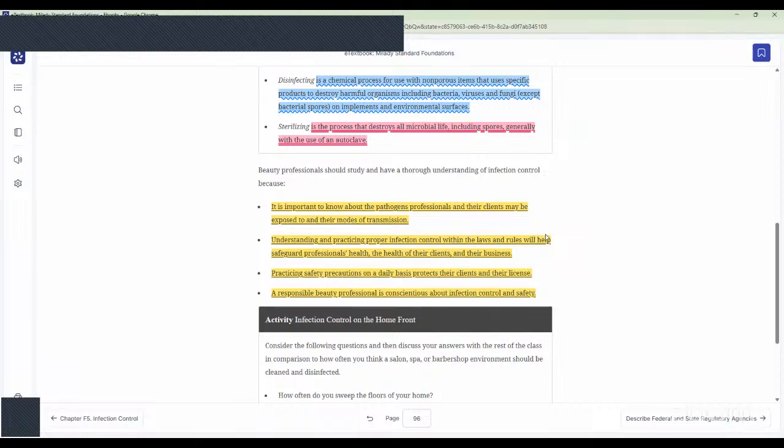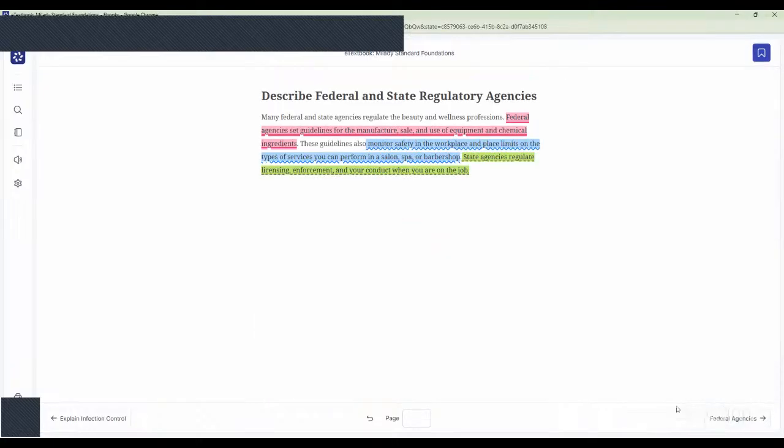Of course, why do we need the understanding? You can find it in yellow, but let's go to the next one. This is going to be referencing your state board. All right. Describe federal and state regulatory agencies.